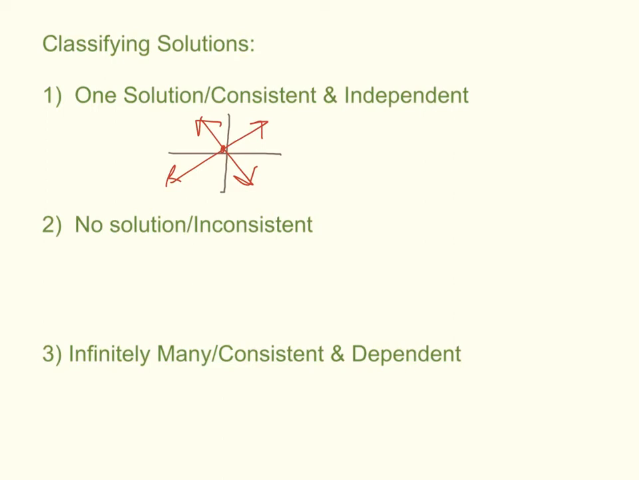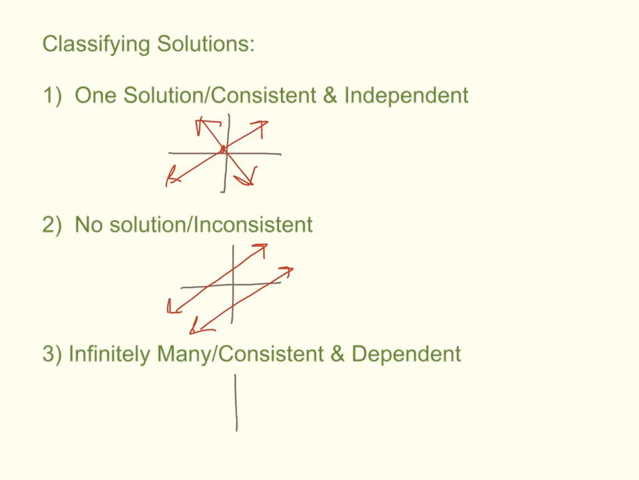For no solution, we use the word inconsistent. And if you're looking at an inconsistent graph, those are going to look like parallel lines. If you think about it, that makes sense. The solution to a system of equations is the point they share. If they're parallel lines, they're not going to share any points. And if they don't share any points, there is no solution.